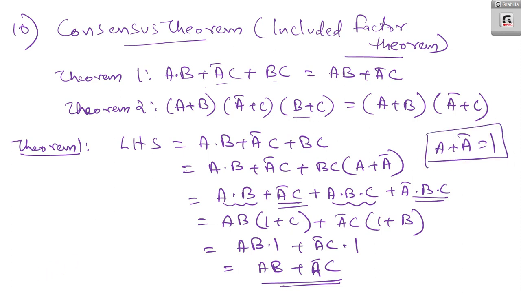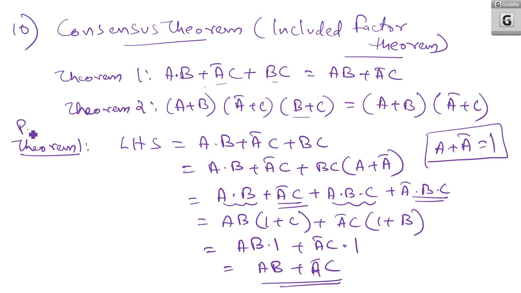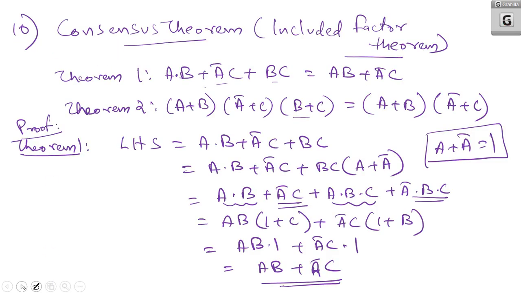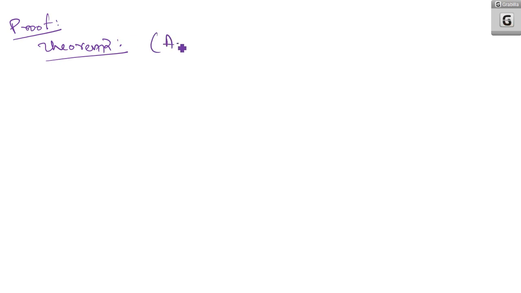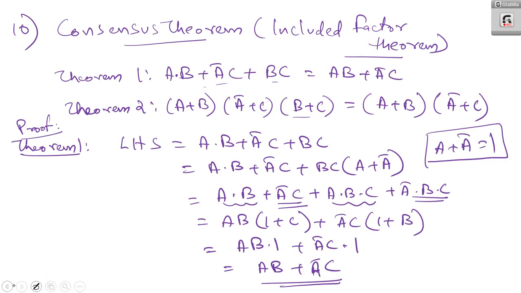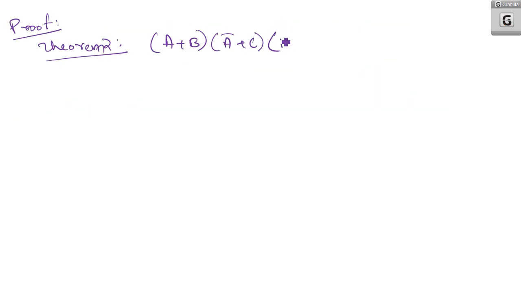Now let me prove the second theorem. This is the proof of theorem 1. Now coming to the proof of theorem 2, the included factor theorem 2. So what is it? A or B, and A bar or C, and B or C.